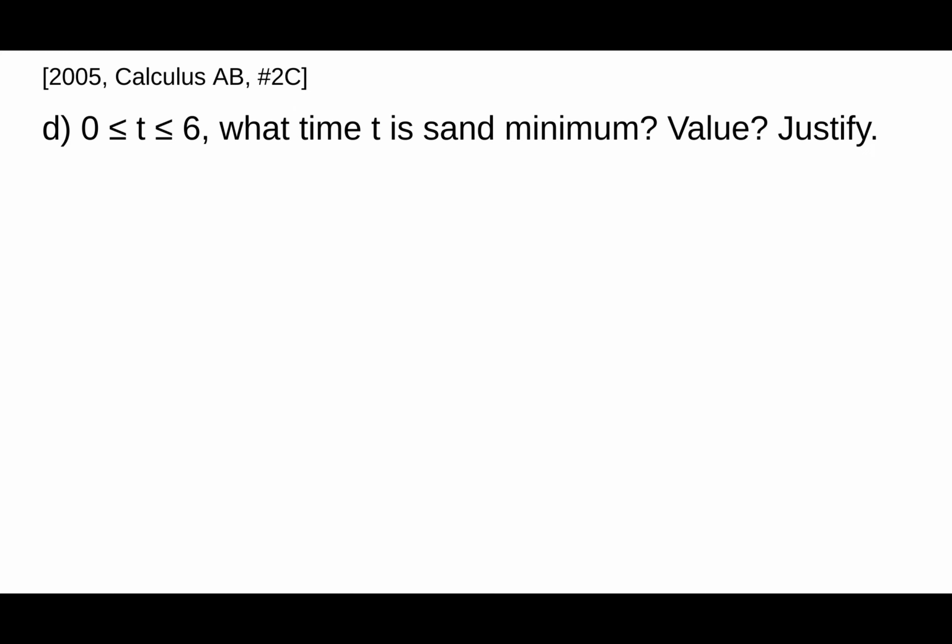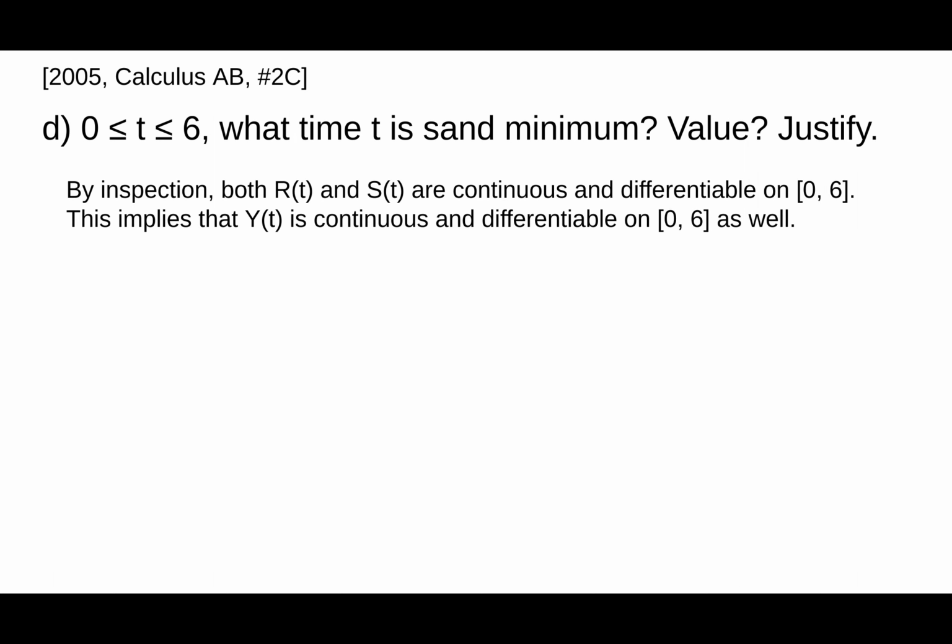In part D, we consider the interval from 0 to 6. At what time t is the amount of sand on the beach at a minimum? What is that value? And justify your conclusions. If we check the functions r of t and s of t, they're the types of functions where it's easily noticeable that they're going to be continuous and differentiable on the interval from 0 to 6.